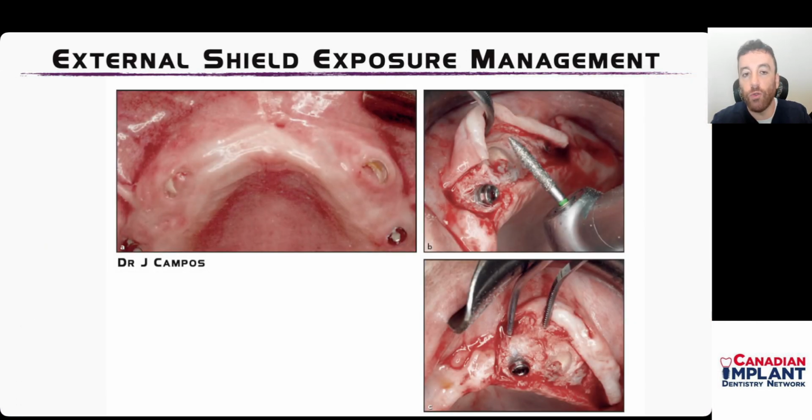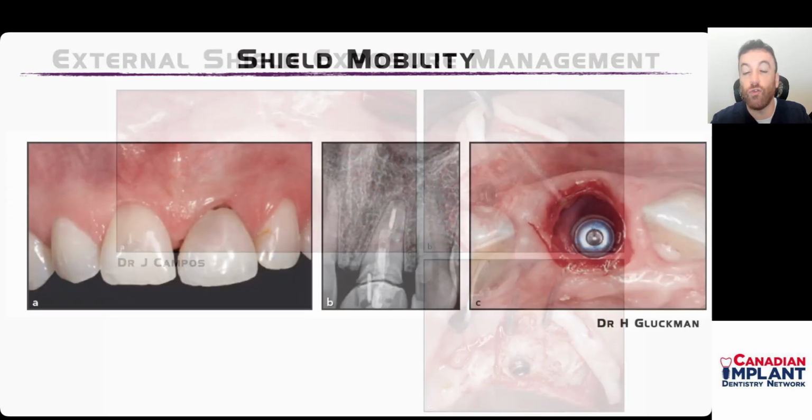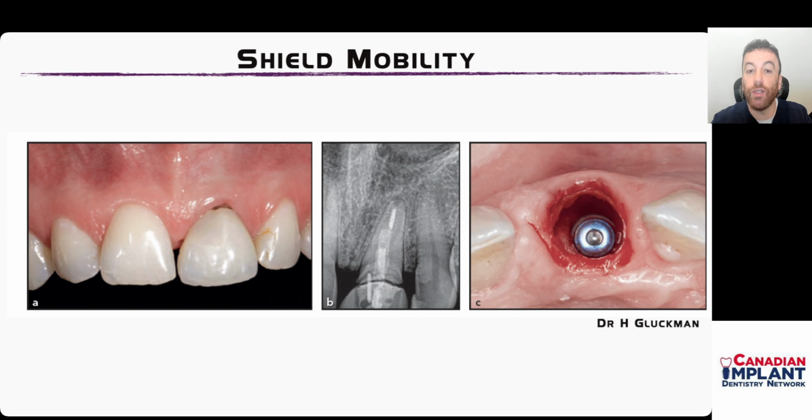External shield exposures are often caused by pressure. This is a case from Dr. Campos, in which the exposures are caused by friction from the denture in place. In that case, that's trimmed down, tissues repositioned.